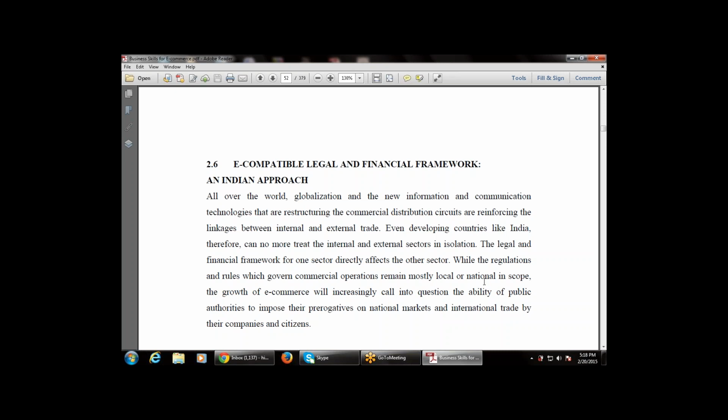The growth of e-commerce will increasingly call into question the ability of public authorities to impose their prerogatives on national markets or international trade by their companies and citizens. Whenever there is growth of e-commerce, it raises the question of how public authority can impose its prerogatives on national markets and international trade, and what is the usage of illegal or incompatible financial issues and rules and regulations followed over the internet.